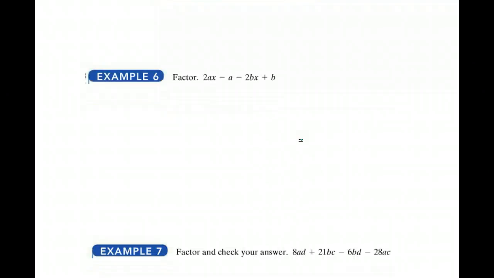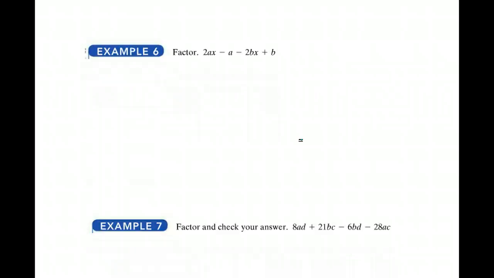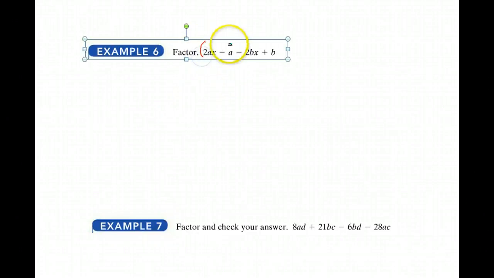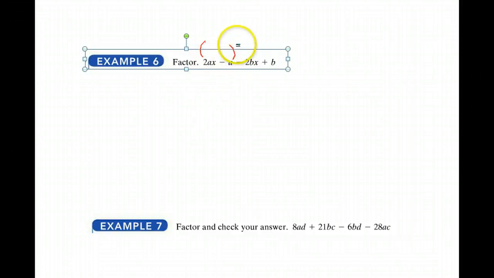Please go ahead and try example 6. Please pause the recording. As soon as you're ready, we will check our answers together. Okay, by now you should have had an opportunity to complete example 6. You should have started by putting some parentheses around 2ax and negative 2bx and positive b.